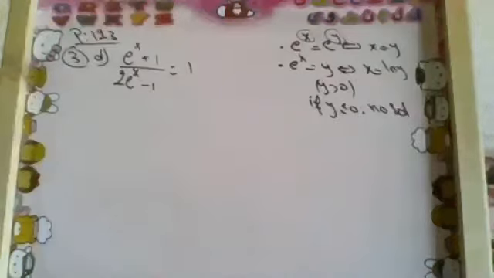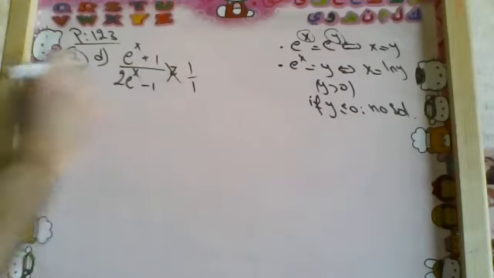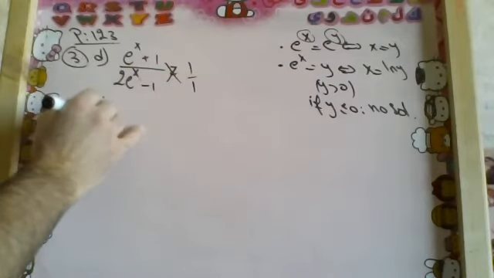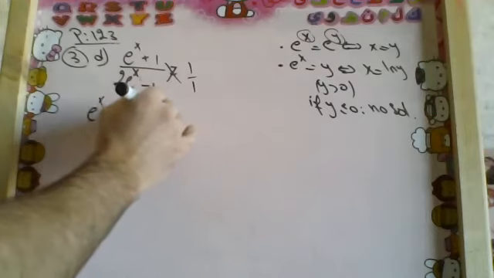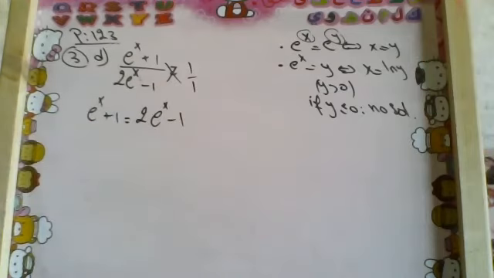Correct. Or you can use the cross product, because here you have an equation. Or you can move one to the left side and then take common denominator. The right side will be 0. Take common denominator and then the numerator will be 0. All of them will give you the same thing. If you use the cross product here, then e power x plus 1 is equal to 2 e power x minus 1, which is what you were saying.